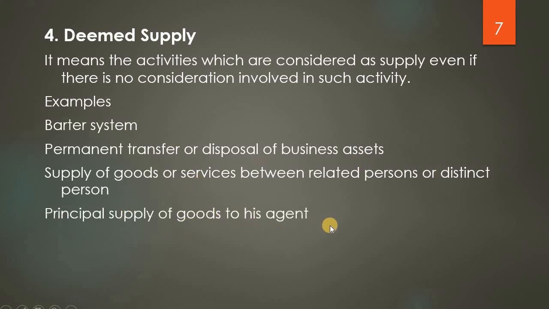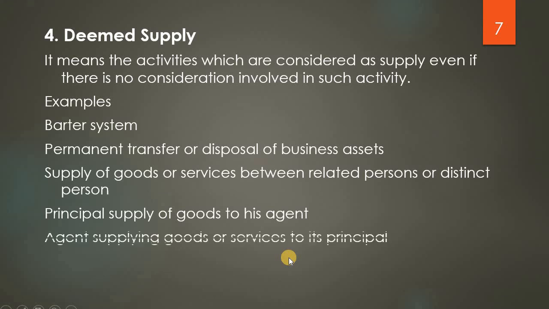Then supply of goods to his agent. The principal is supplying to his own person, the agent. Even though he is supplying to his agent, it is considered as supply. Then agent supplying goods or services to his principal. Now the agent is supplying the goods and services to the principal, his own person, and it is also considered as supply as per GST.